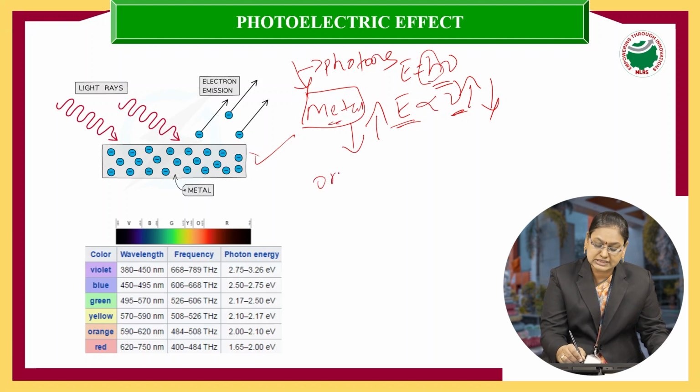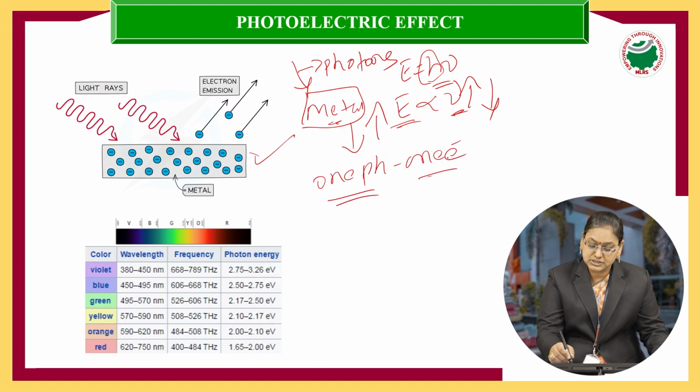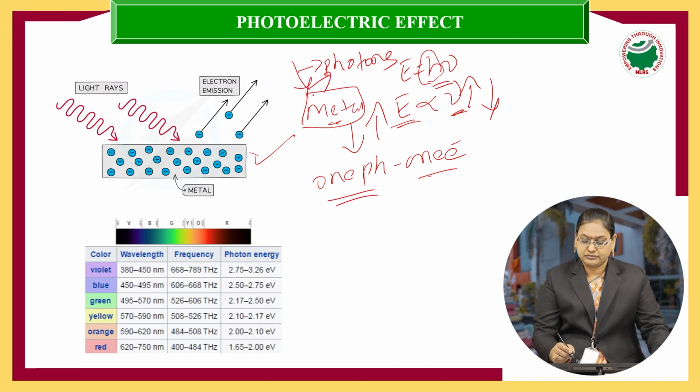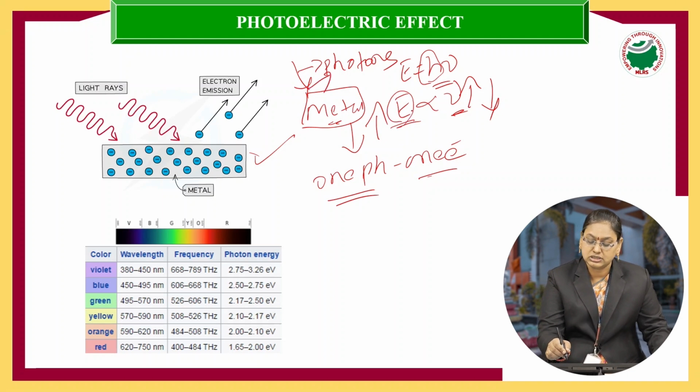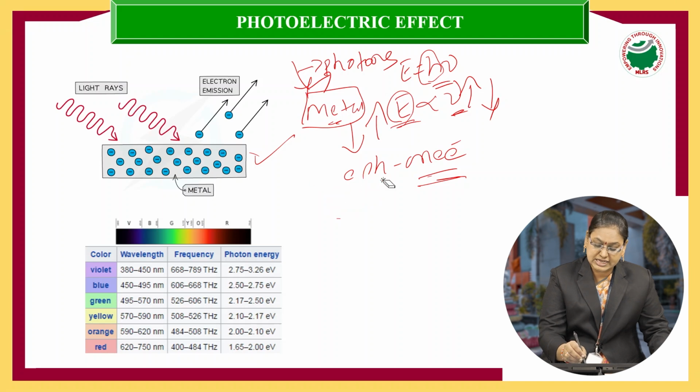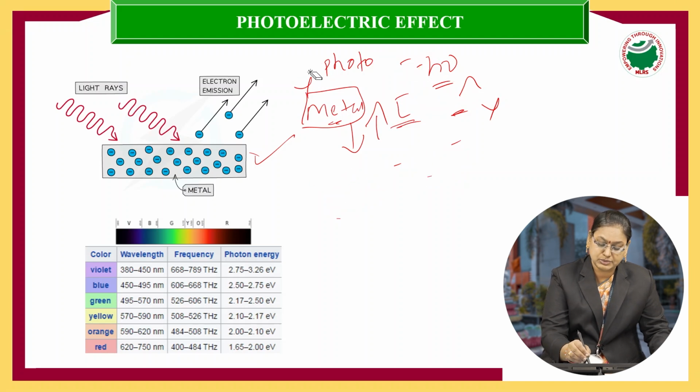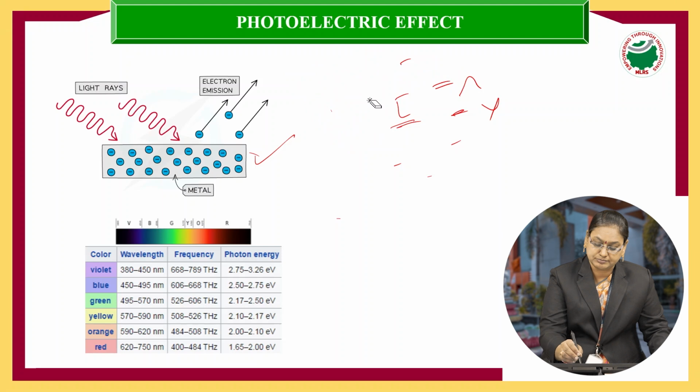One photon is completely absorbed by one electron. By absorbing the photon energy, the electron is emitted from the metal surface. The energy of the photon depends upon frequency. So whenever a photon falls on the metal, one photon is completely absorbed by one electron, and electrons come out of the metal. Here, for example, we take the metal surface as potassium.